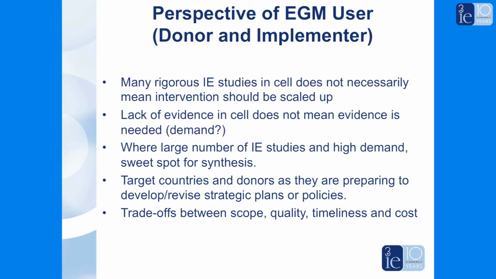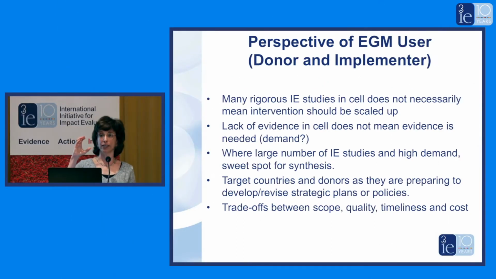So for example, many rigorous IEs, impact evaluation studies, in a cell does not mean the intervention should be scaled up. So people would ask the question, so what do we scale up? Where should we put our money? We provide the evidence, but we do not provide information about what that evidence says. You might go into the cell, as Berta showed, and hit the link and read, and there's a null effect, right? And there could be a lot of null effect. And even if there is an effect, individuals need to read and study for themselves what the implications of that are.